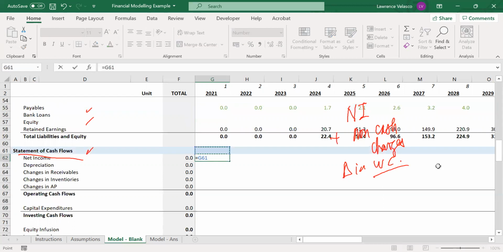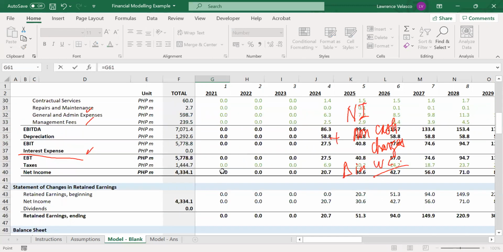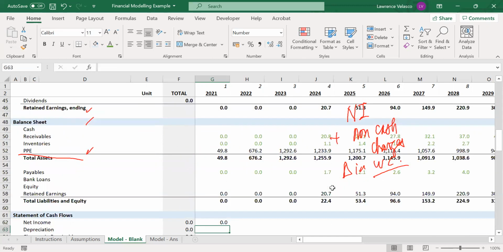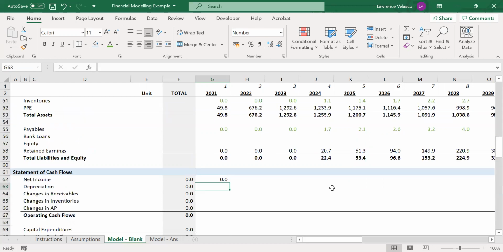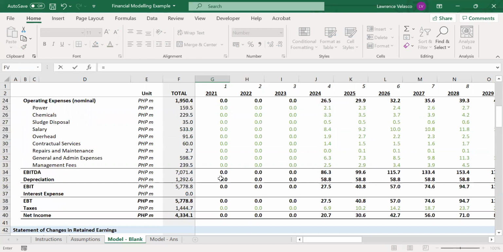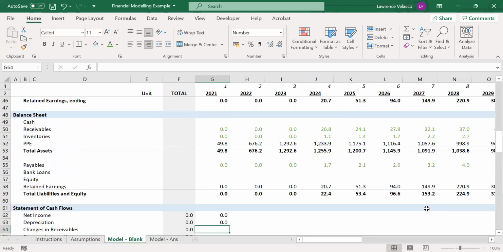Net income. So punta ka sa income statement. Andun ang net income mo. Okay. Depreciation. Punta ka sa income statement. Andun ang depreciation mo. Okay.